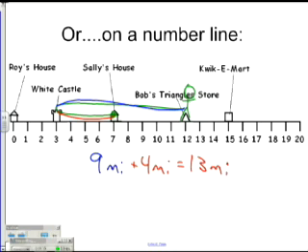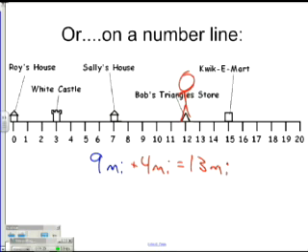The displacement's actually even easier. Let me erase my drawing, which has gotten kind of cluttered here. All right, check it out. Look, here's all that happened. Our dude started here at Bob's Triangle store, walked all the way to White Castle, and ended up at Sally's house, right? Remember, displacement doesn't care about the path you followed. All it cares about is where did you start and where did you end.